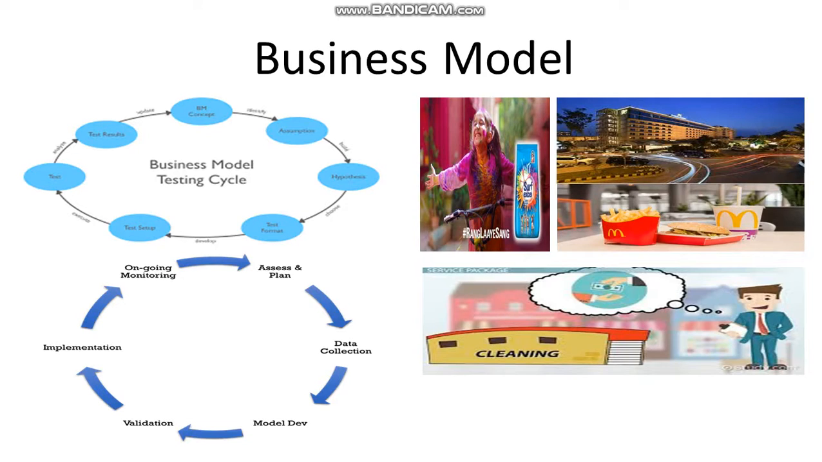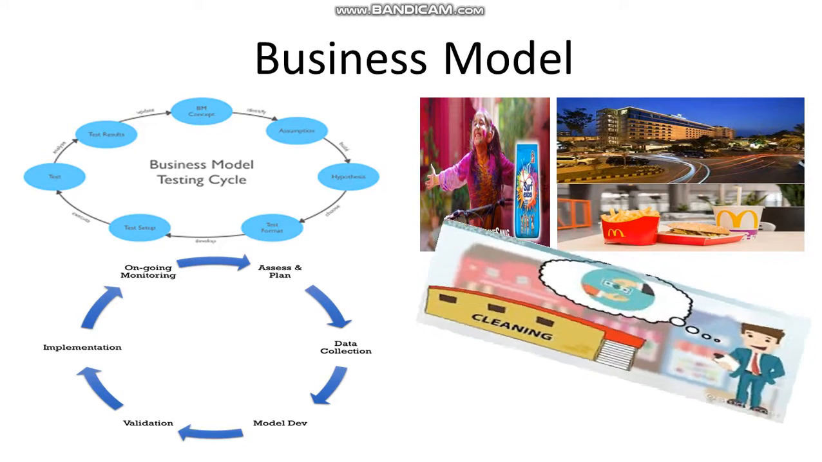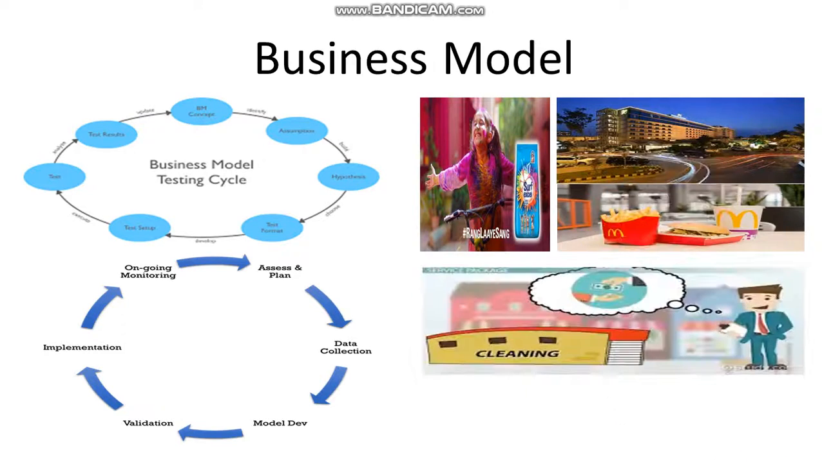Then develop a model, then check its validity, whether this model will be valid or not, and then it is implemented in the society, in the market. Then check its monitoring, and check whether this model is good or not. At the end, if you find some weaknesses, again access and plan the new model, update it, then collect the data, develop the model, validate it, and the cycle continues.